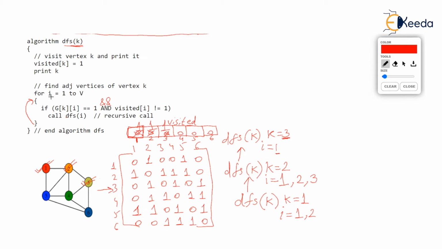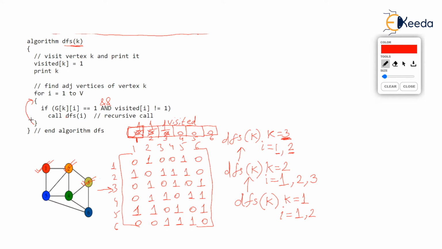So the for repeats, making I as 2. We will then check kth row and ith column. That is 3, 2. 3, 2 is 1, you observe. That is, third vertex is adjacent to second vertex. Check the matrix. Third vertex is adjacent to second. But you of course know second is visited. And this, visited[I] not equal to 1, will come to our rescue. You see that visited[2] is 1, isn't it? So not equal to 1 will be false and we will not call DFS again.